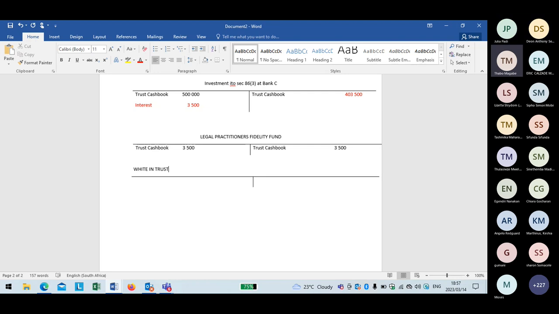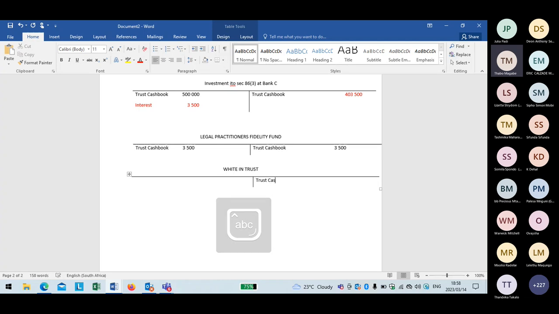We have White in trust. Do we debit or credit? Credit. We credit 100,000. And our narration will be trust cash book. And the amount is 100,000.